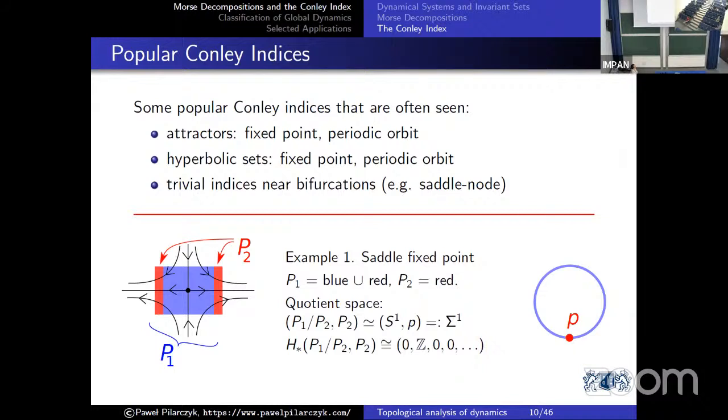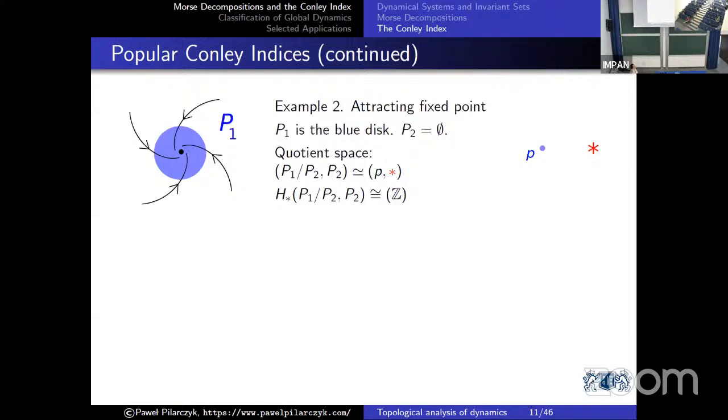And this kind of quotient space is called sigma 1. This is the very prominent topological space that corresponds to a hyperbolic fixed point with one directional instability. In higher dimensions, if the dimension of the unstable manifold is 1, the picture looks precisely the same.